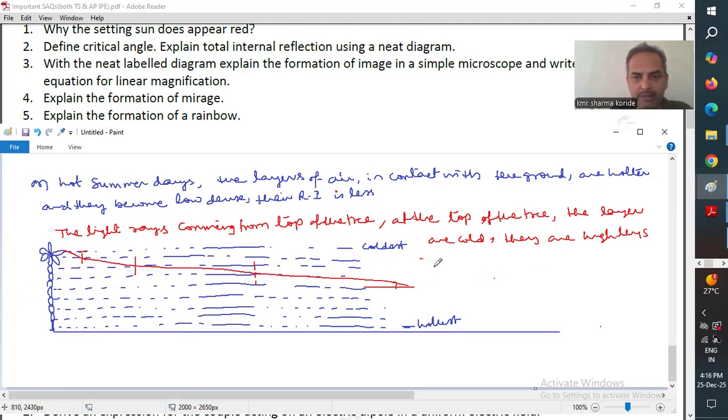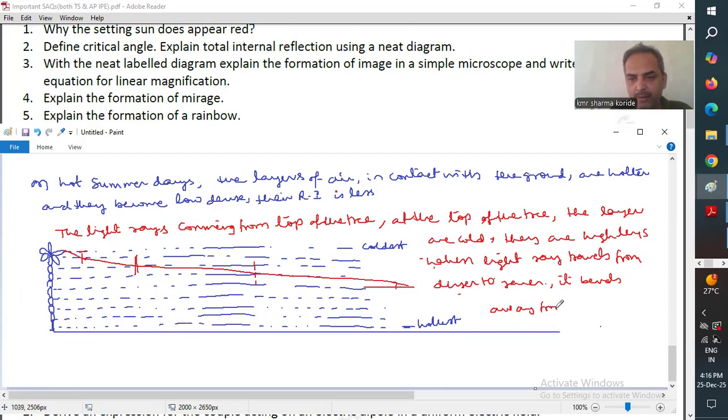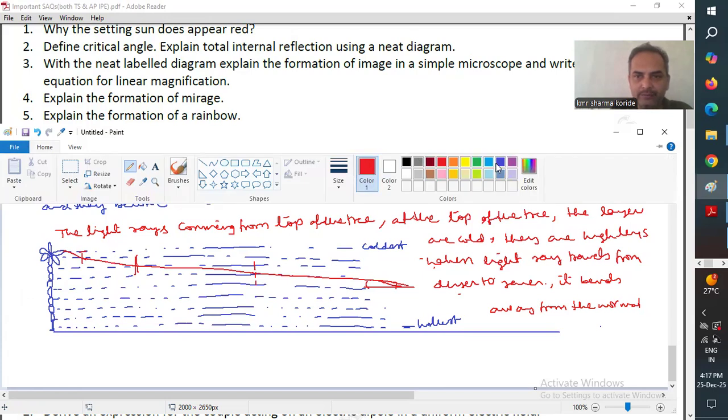When a light ray travels from denser to rarer, it bends away from the normal. In one particular case we get the critical angle. Let us say light is coming from denser to rarer, and this is at critical angle.